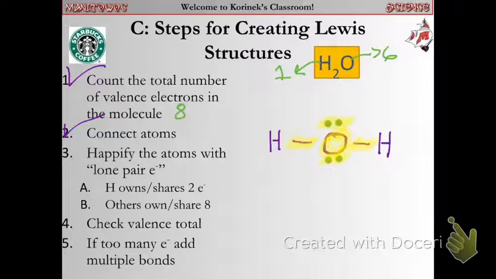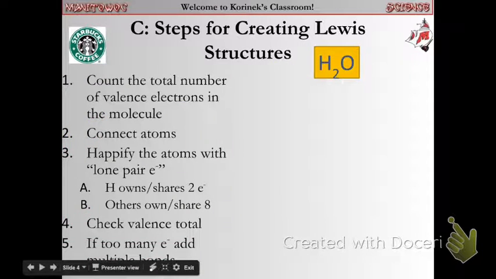Now, there's some other steps. When we get to the end here, the last thing we have to do, after we've checked that one, is check the valence total. Okay? So we have 2 electrons, 4 electrons, 6 electrons, 8 electrons. And we have to make sure that the beginning valence and that end valence match up with each other. And in this case, they do. So that means we don't have to do step 5. We're all done at this point. If they don't match up, we have to add something called multiple bonds. We'll get to that in a second.